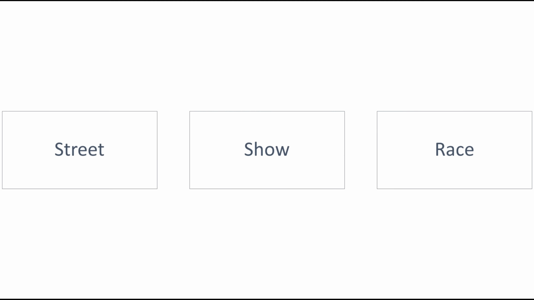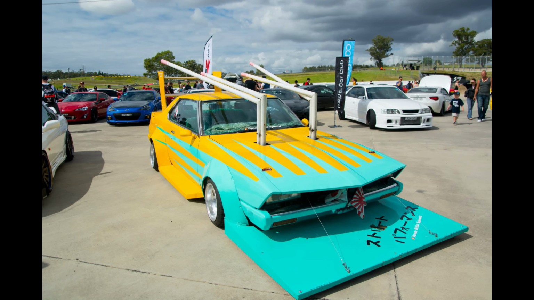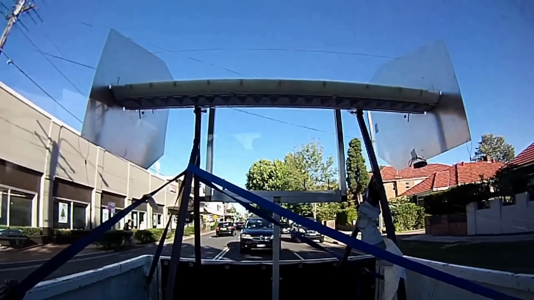So we have to first split off into three categories: street, show, and race. Now for show it doesn't really matter what you do, so just buy what you feel like. For street, it's a different story.